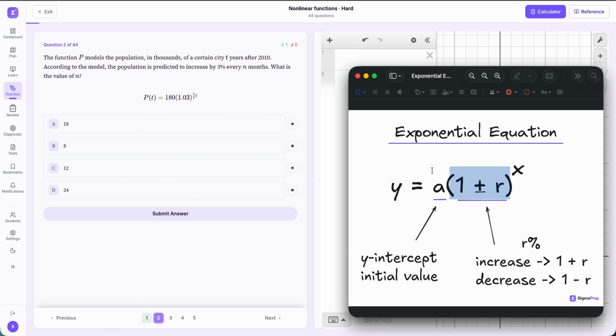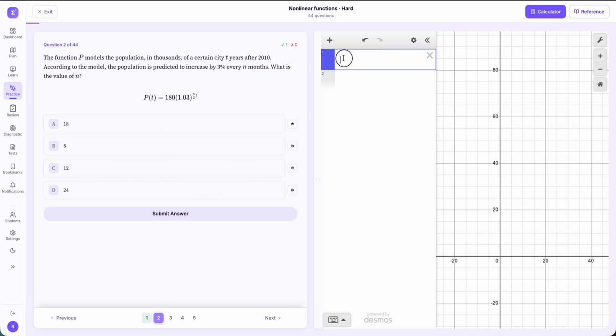If you see 1.03, that's telling us it's a 3% increase. But they're telling us it's going to happen every some amount of months. They say n months, and they want to know what that is. What that has to do with is your exponent. This question's about the exponent.